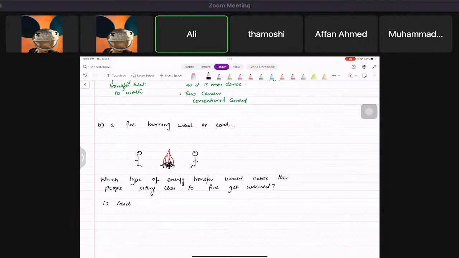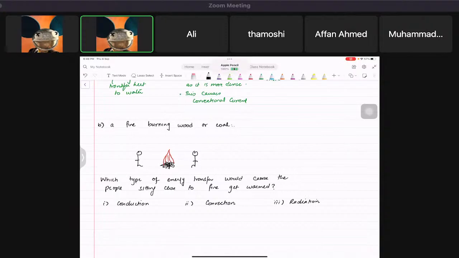I think that's true. Okay. It's what? Sorry. Radiation. Why? Why not the other two? Why can't it be the other two? Why do you guys think that?